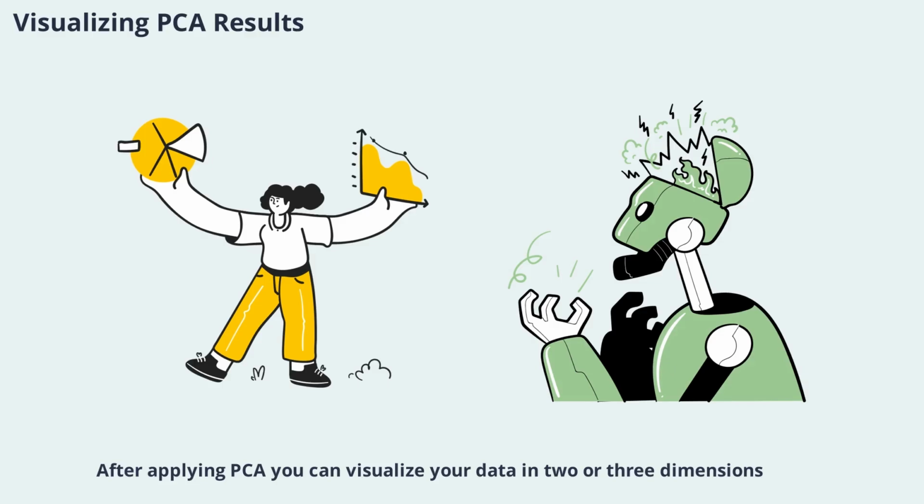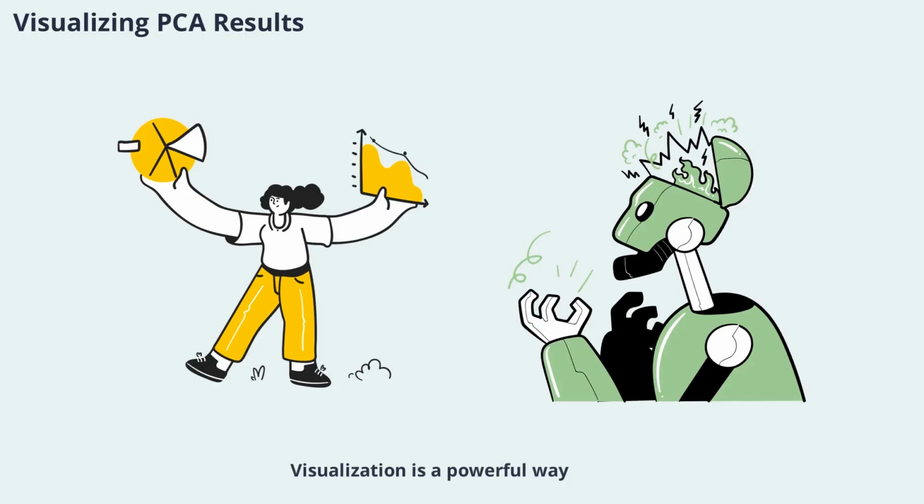After applying PCA, you can visualize your data in 2 or 3 dimensions, even if the original dataset had many more features. This makes it much easier to spot patterns, clusters, or outliers. Visualization is a powerful way to communicate insights from high-dimensional data, and PCA is one of the best tools for this purpose.